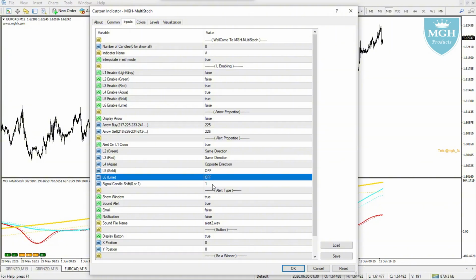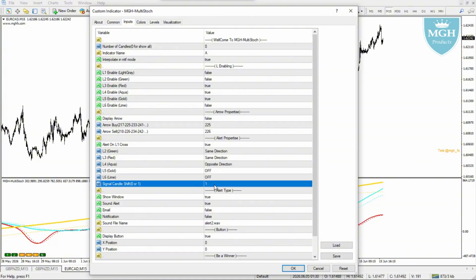Signal candle shift, 0 or 1. This is the balance between speed and safety. Candle 0 gives you the fastest signal, but the candle is still open, so the signal can change. Candle 1 waits for the candle to close. A little slower, but more reliable, less repaint risk. You choose what fits your style.